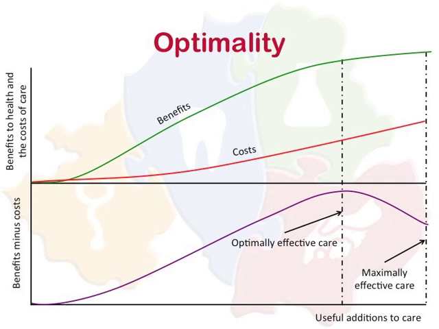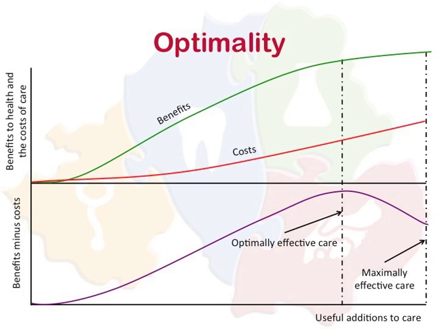As you go beyond that, the useful additions to care begin to decrease and the costs outweigh the benefits, but you are still providing useful additions to healthcare, just in a less optimal way. Where the second dotted line is, you've got maximally effective care, which is the most efficacious or most effective care, depending on what your benchmark is.